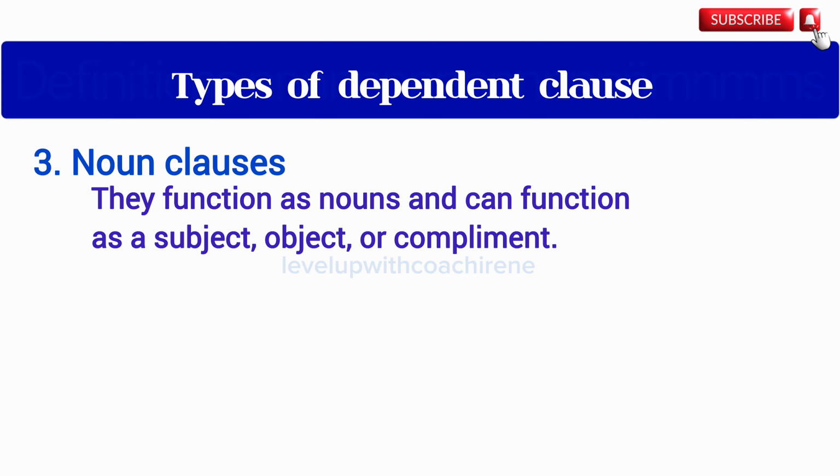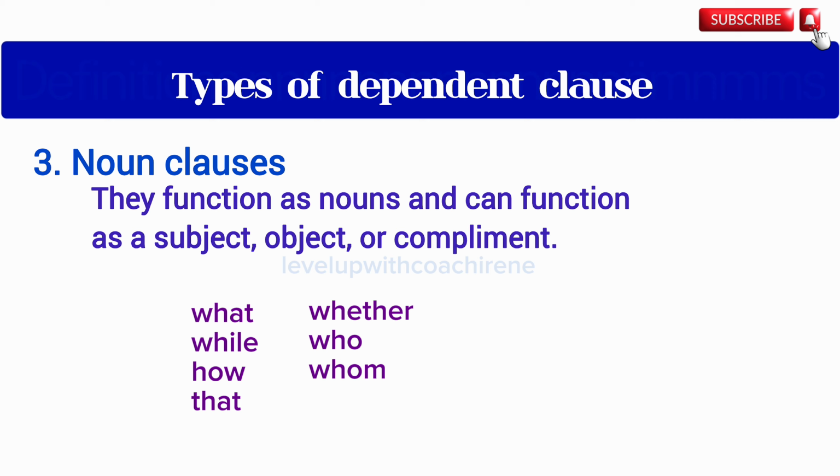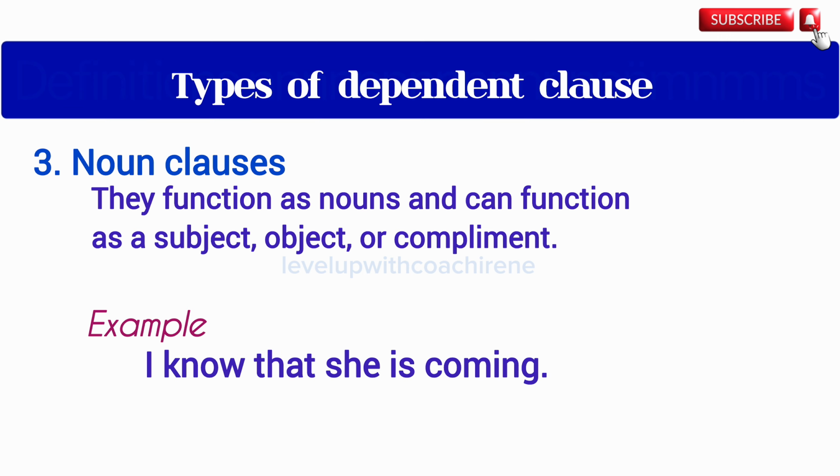Number 3, noun clauses. They function as nouns and can act as a subject, object, or complement. They are introduced by words like what, why, how, that, whether, who, whom, and more. For example, I know that she is coming.